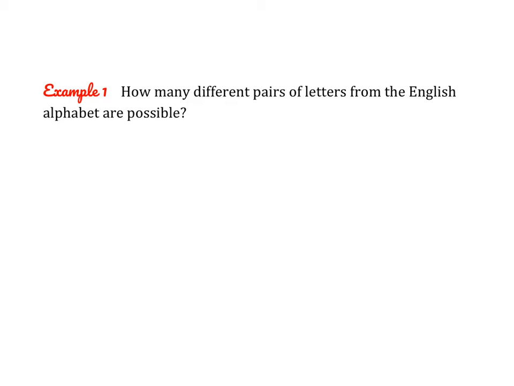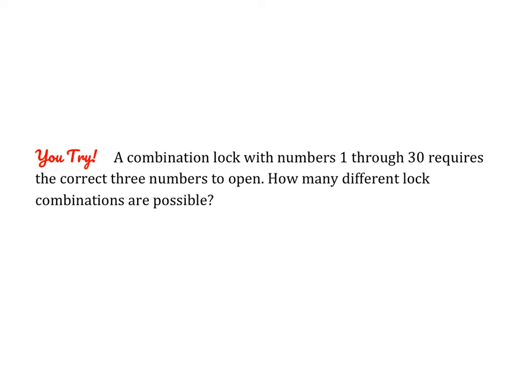For example, if we want to find how many different pairs of letters from the English alphabet are possible, well, we're trying to fill two spots because we have a pair of letters. So for that first letter, there's 26 options. There's 26 different ways that I can pick a first letter. And for that second letter, well, I have 26 letters again. There's nothing in this problem that suggests that letters can't be repeated, so you just multiply the number of options for each slot, and we get 676. Let's go ahead and pause the video and give this problem a try.